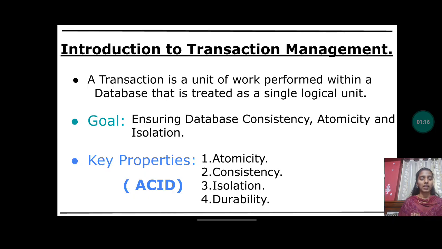Introduction to transaction management. A transaction is a unit of work performed within a database that is treated as a single logical unit. Here our goal is ensuring data consistency, atomicity and isolation. The key properties of transaction management are commonly called the ACID properties. The abbreviation of ACID in the database management system is: A refers to atomicity, C refers to consistency, I refers to isolation, and D refers to durability.